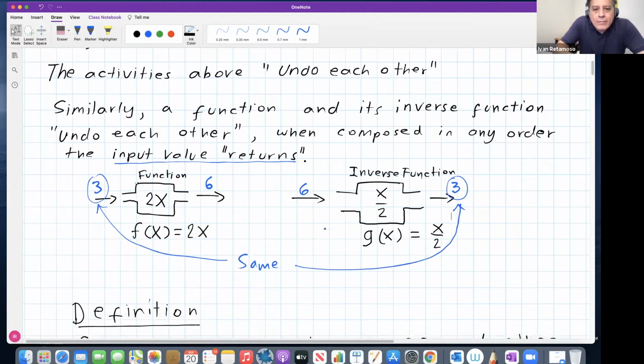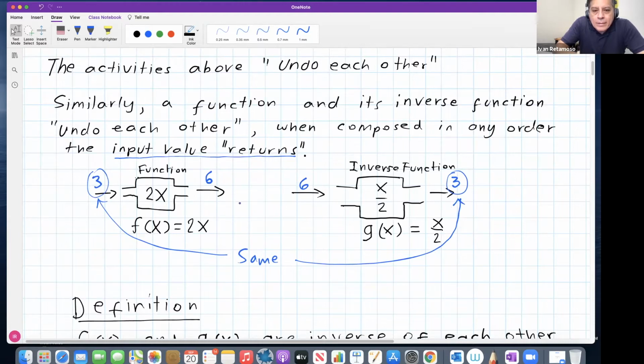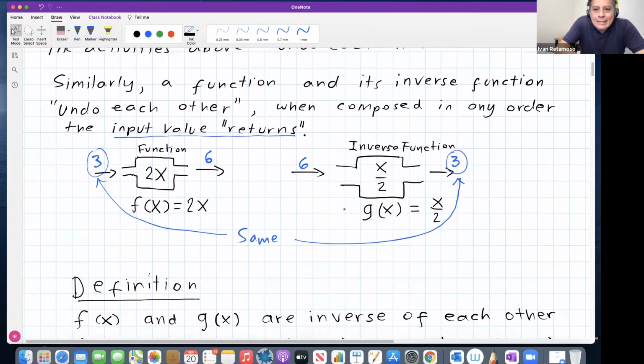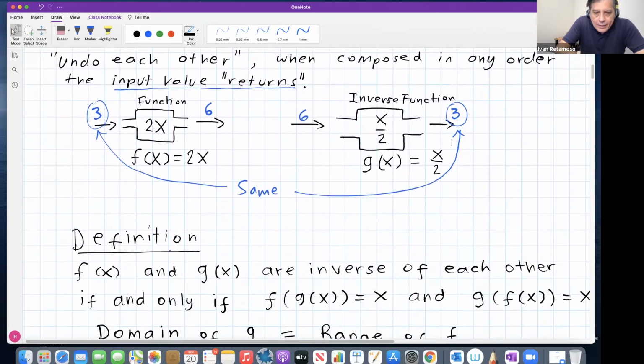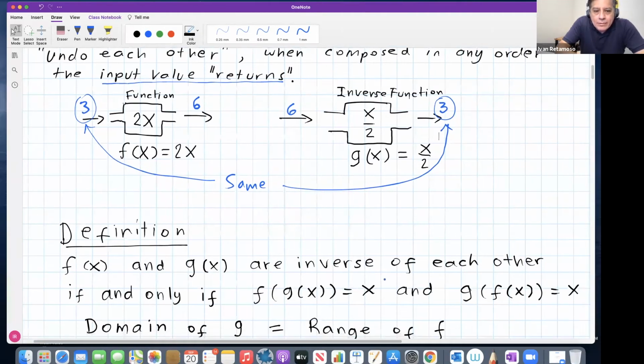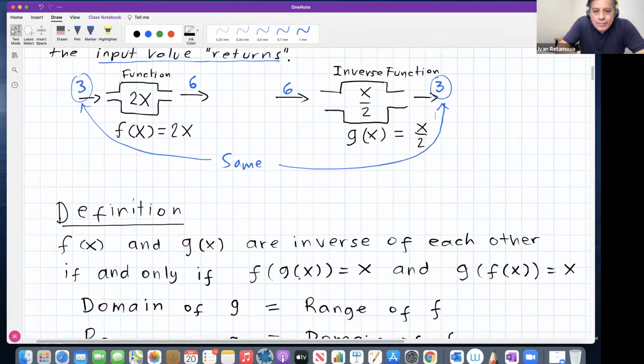So if you can verify that this is happening for two functions in this order or in this other order, then you got yourself what mathematicians call inverse functions, right? So here is the formal definition. f of x and g of x are inverse functions of each other, if and only if f composed with g will give you back the input value x, right? And g composed with f also gives you back the input value x.